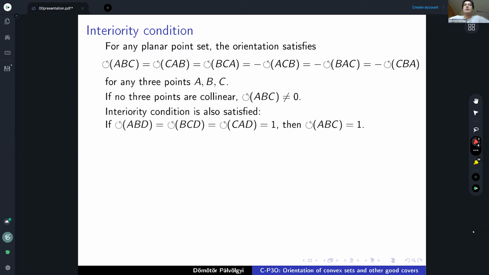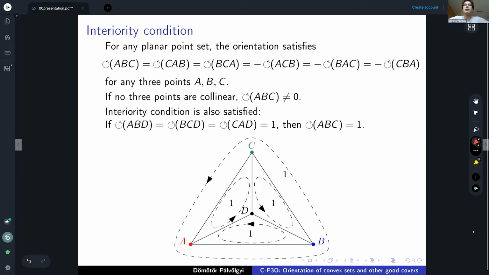And the interiority condition is the following. If I have that these 3 triples are all oriented counterclockwise or clockwise, then this triple is also oriented clockwise or counterclockwise. So in the first figure, we had exactly this case. ABD is counterclockwise, BCD is counterclockwise, CAD is counterclockwise. Then if I tell you only this much, that already forces ABC to also be counterclockwise, no matter where D is. This condition holds for points, so for order types.